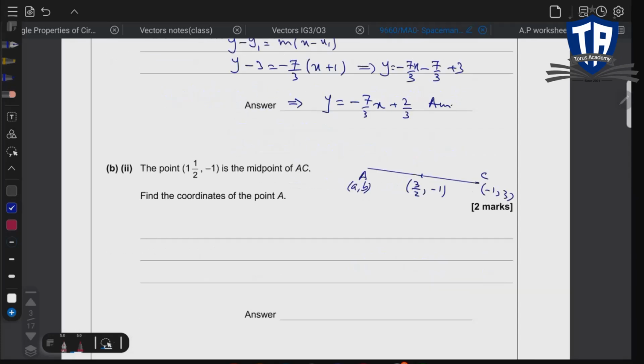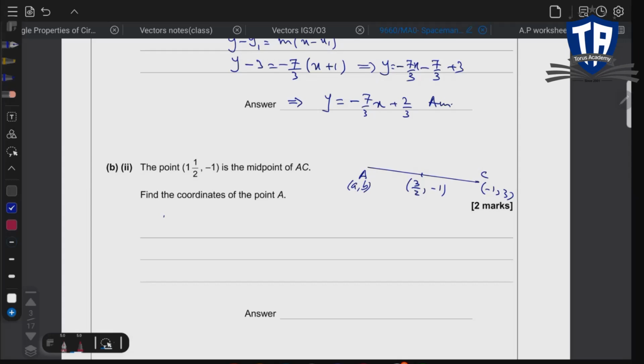Here we use the formula for the midpoint, and it says a plus minus 1, which is a minus 1, divided by 2, comma b plus 3 divided by 2. So this is the midpoint of AC, and the midpoint of AC is given. On comparing we can get the answer.